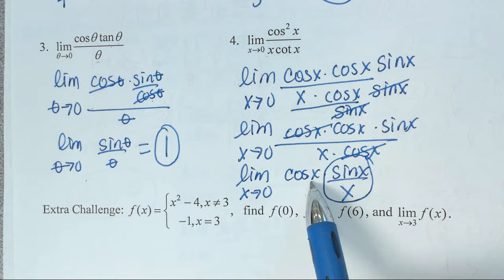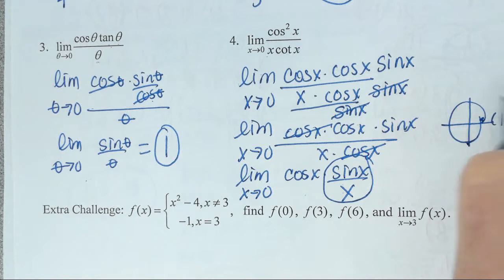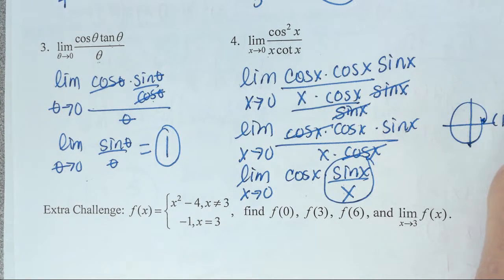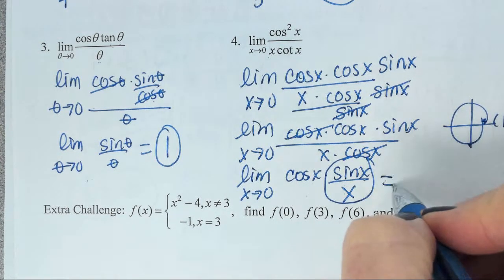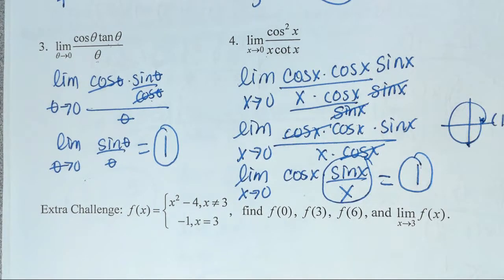What's the cosine of 0? Think of the unit circle. Here's the unit circle. Cosine is just your x value. What is it? 1. So then what's this limit going to be? 1. Okay? All right, so we're going to save this one for Friday as well.